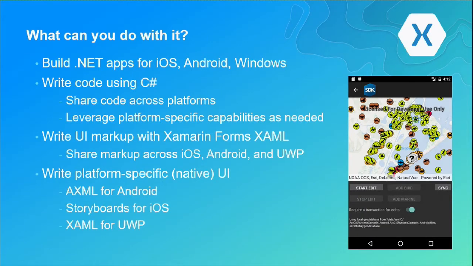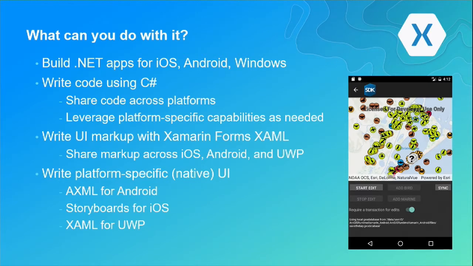So what can you do with Xamarin? Well, you can build apps for iOS and Android using .NET, so writing C# code in Visual Studio. You can share code across platforms. A lot of your business logic can be shared, and then the platform-specific logic broken out into individual projects that use that shared logic. And if you're using Xamarin.Forms, even a lot of your UI can be shared as well.